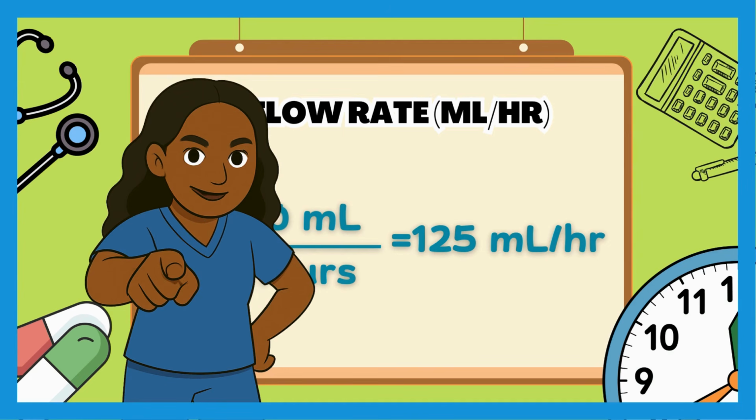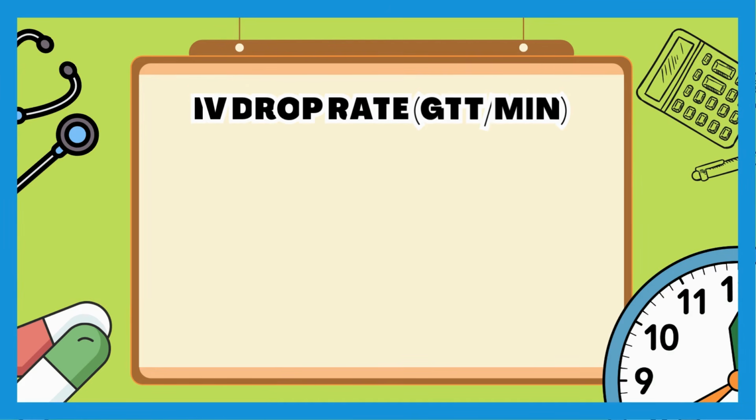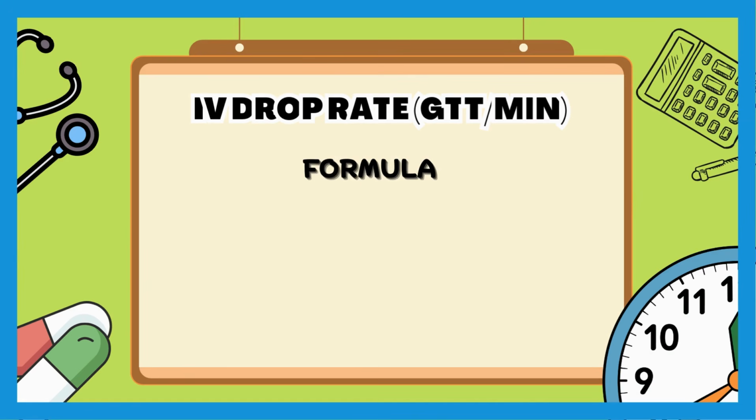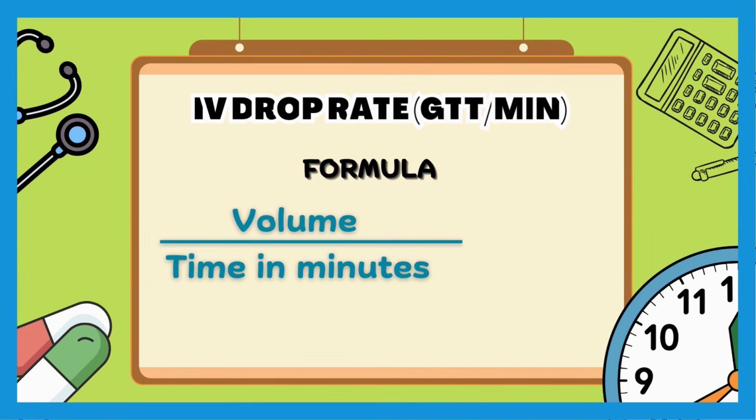Don't get confused. Number 2 is IV drop rate. This is how many drops you want per minute. So let's go. Here is your formula. Volume over time in minutes. See here, there will be a bit of conversion if your question is asking you in hours, times your drop factor. I'll say that again. Volume over time in minutes times your drop factor.